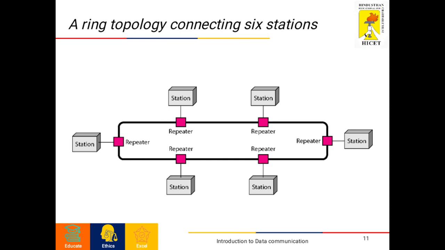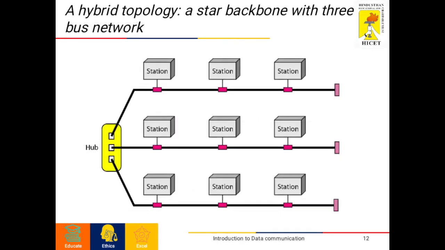The next topology is hybrid topology. Here the network can be hybrid. For example, we can have a main star topology with each branch connecting several stations in a bus topology. We are using the star topology here, and the main cable is also running as a bus topology. It is a hybrid topology, a star backbone with three bus networks.